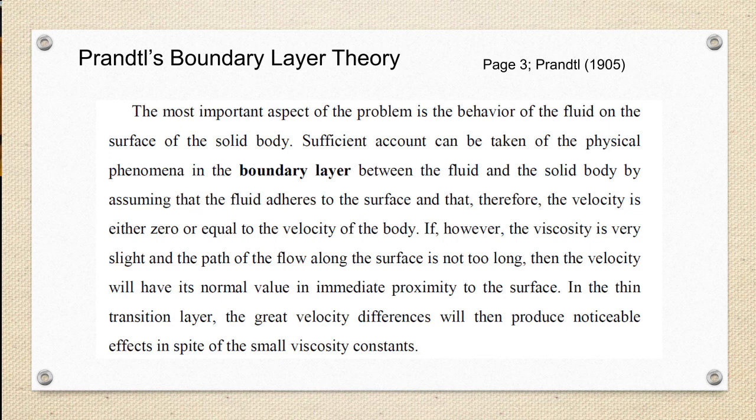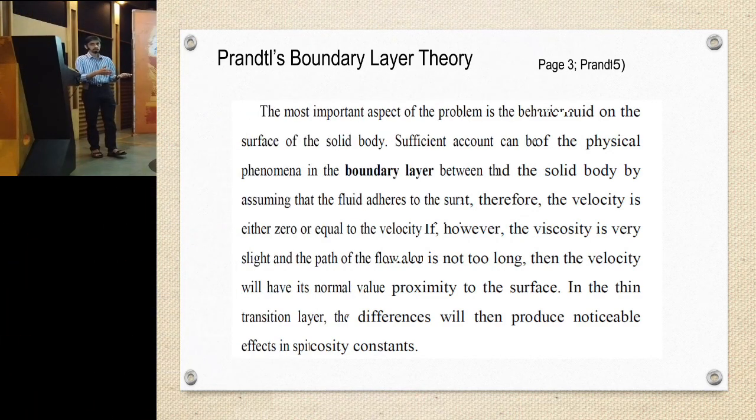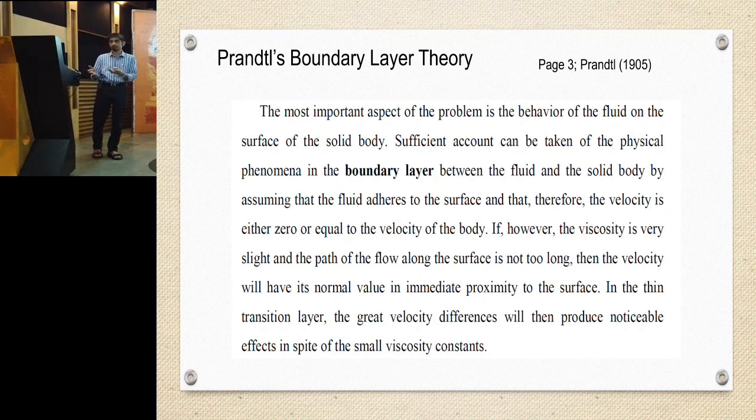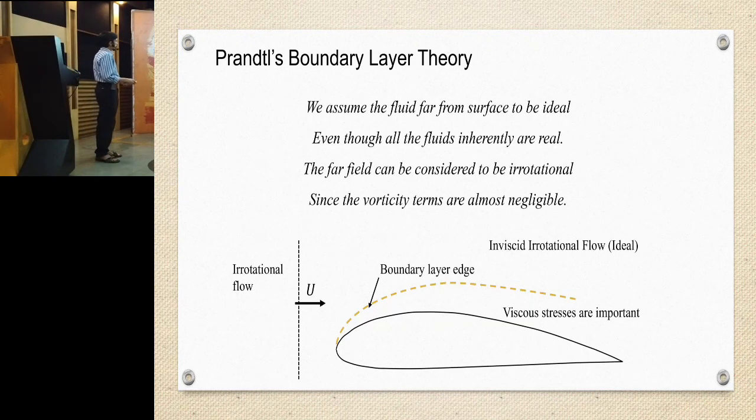Anyway, basically, I'll just read the last line. In this thin transition layer, which is the boundary layer, the great velocity differences will then produce noticeable effects in spite of small viscosity constants. So it's the viscosity multiplying the gradient of viscous stresses. So viscosity may be small, but the multiplying term can be large. Okay. So you cannot neglect this. Right.